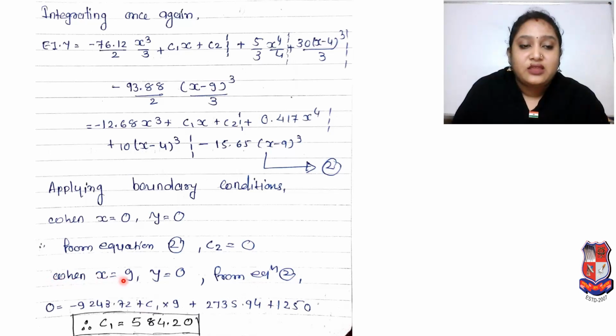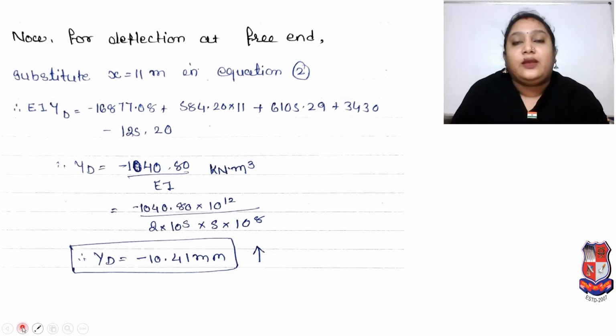Now when x is equal to 9 and y is equal to 0, then from equation number 2, 0 is equal to minus 9 to 43.72 plus C1 into 9. What is that 9? It is x, because in that equation wherever x is there, we have to put 9. So C1 into 9 plus 2735.94 plus 1250. So by simplifying that, we will get the value of C1 584.20.